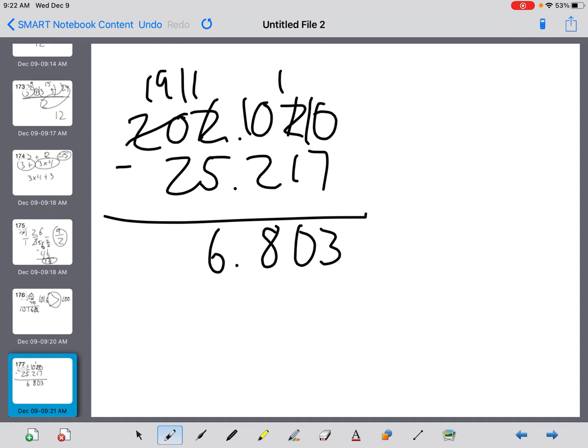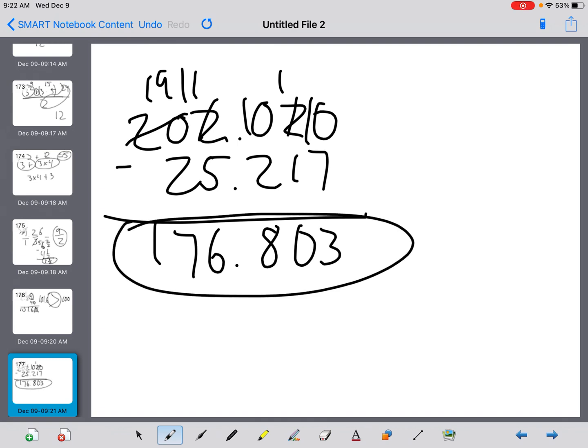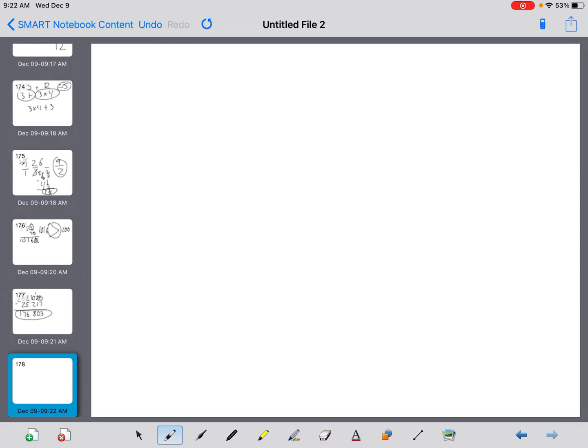11 minus 5 is 6. 9 minus 2 is 7. 1 minus nothing is 1. I have an answer of 176 and 803 thousandths. Great problem, teaching us to take words to math. Keep practicing that. I know you can get my numbers, guys, but your ability to do that is very important.